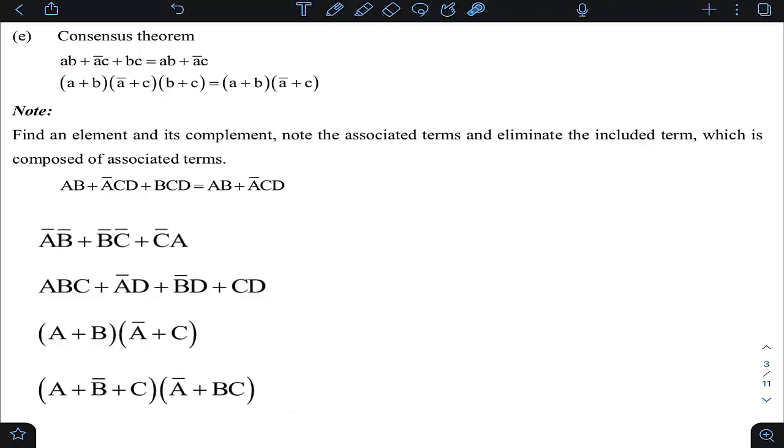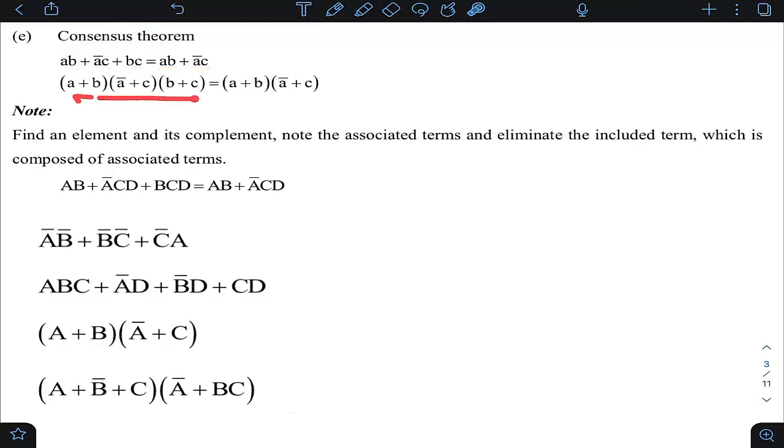You observe the variable associated with A. Here it is B, here it is C. Whether the third term is an AND combination of the first two, yes. I first decided A is the variable which is present in normal and complement form. With A, B is associated, with A bar, C is associated. Whether the third term is the AND combination of the associated variables, yes. The third term is an AND combination of B and C. So this is a redundant term. Answer is AB plus A bar C.